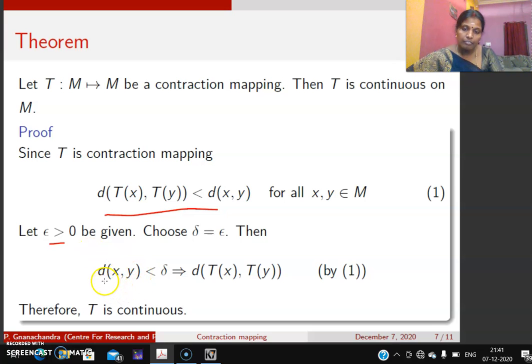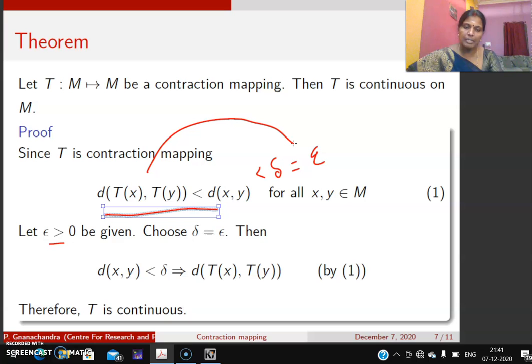Then whenever d(x, y) is less than delta, it implies d(T(x), T(y)) is less than d(x, y). But d(x, y) is less than delta, and delta equals epsilon. So combining, d(T(x), T(y)) is strictly less than epsilon. So we get the definition of continuity. So every contraction mapping is continuous. So we will use this theorem, and we have to prove the fixed point theorem, that is, the contraction mapping theorem.